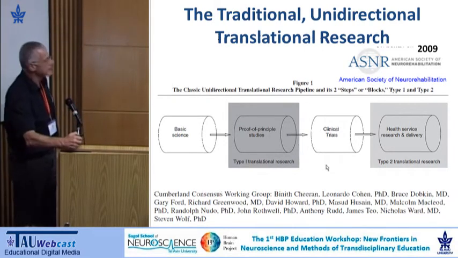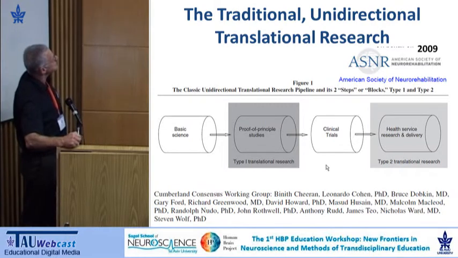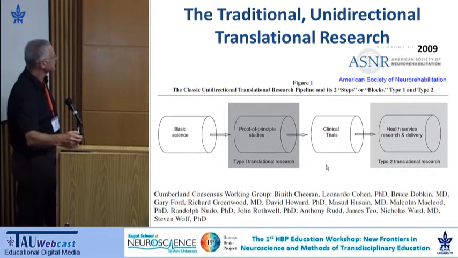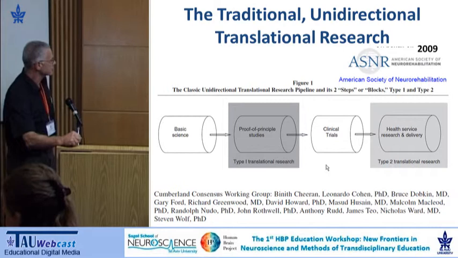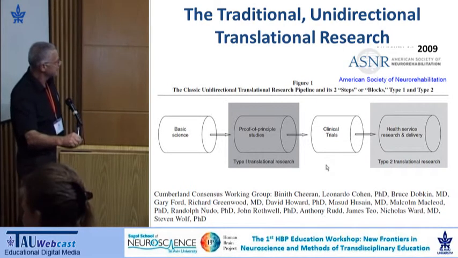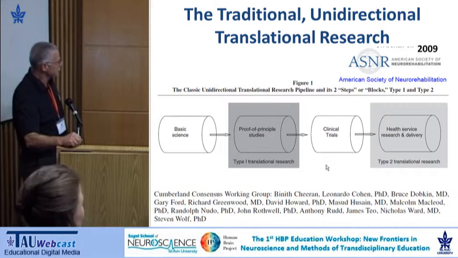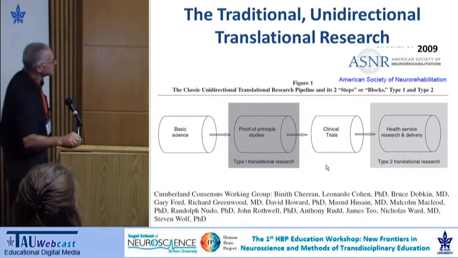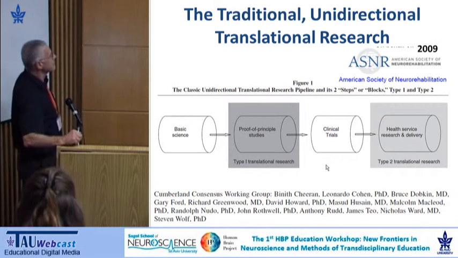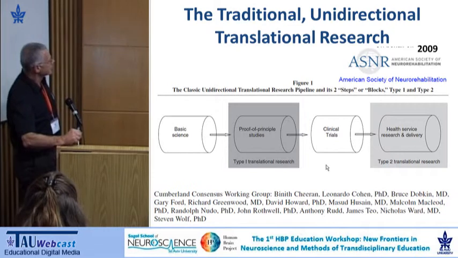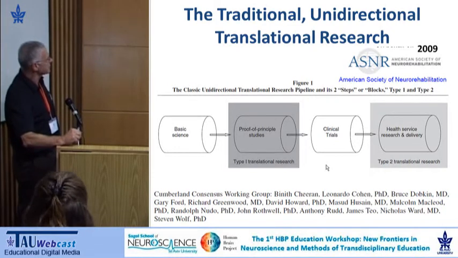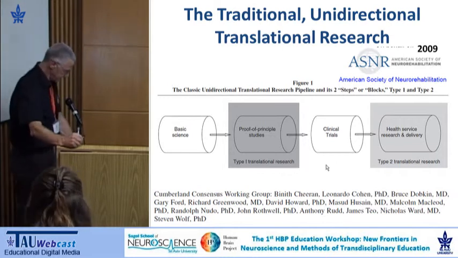And to start with the traditional research that has been discussed all morning, which is the classical unidirectional translational research pipeline. With the basic science, the proof of concept studies, which is the type 1 translational research, then the clinical trials, and the health service research and delivery, which is the type 2 translational research. This is the typical way neuroscience and science is working, and what we have heard all morning is mainly looking at this part of the road.